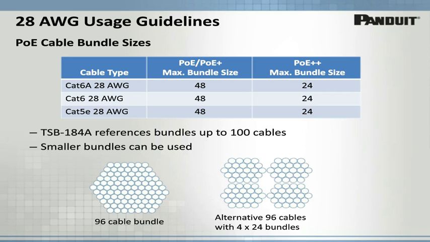Also, just to point something out about what we mean when we talk about bundles. As you can see in the pictures at the bottom of the page, we're referring to groups of cables that are bound with a tie or a wrap of some kind so that there's no airspace between the cables. We're expressly not talking about cables that are just near each other in a pathway where there's airspace allowed to be in between them. So here again, these specific bundle size recommendations of 48 and 24 cables for PoE are as tested with Panduit 28-gauge patch cords, and for other suppliers, you would need to check with them.